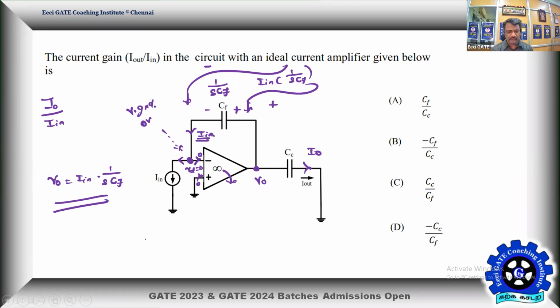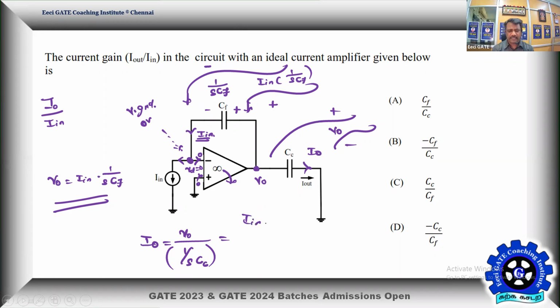So let us comment on I naught. That's very instant. I naught is equal to the voltage. This voltage is going to fall across your capacitor connected in the output, that is labeled as CC. So I naught is equal to V naught of S divided by the total impedance. What is the impedance in the load? Capacitive load, you can assume that's 1 by S into CC. So that's your output impedance, the impedance of the load. Then I naught is equal to, substituting your V naught, I in into 1 by S into CF divided by 1 by S into CC.